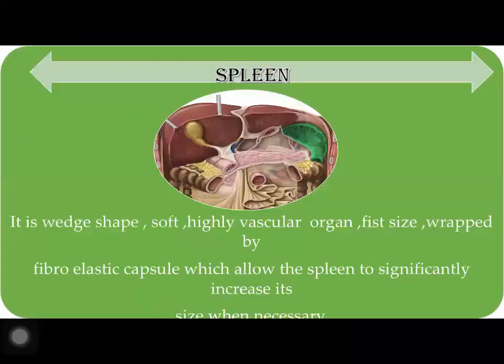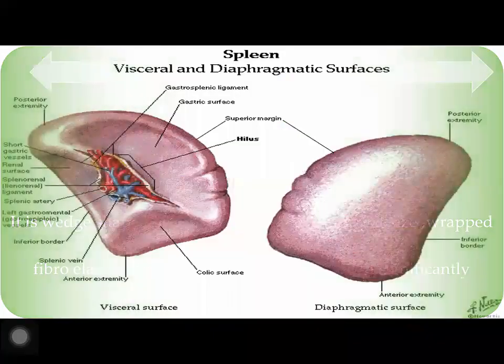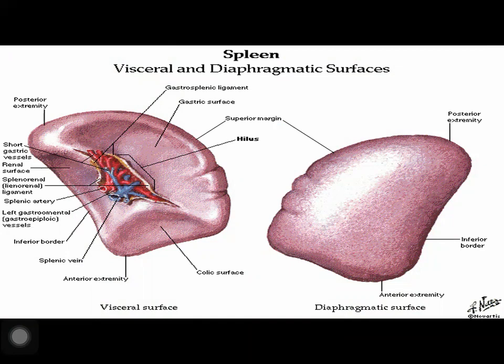According to gross anatomy, the spleen is the largest lymphoid organ in the body. It's wedge-shaped, a soft, highly vascular organ. It has two surfaces, the diaphragmatic surface posteriorly and the visceral surface anterior-inferiorly to the right. Also two lobes, an upper lobe which is tapered and a lower lobe rounded. It has two borders, an upper border with the splenic notch and a lower border.